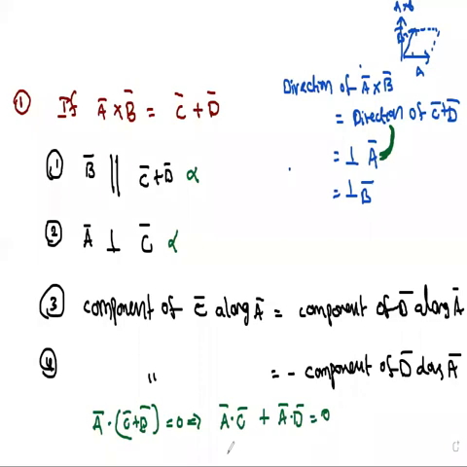Then A bar dot C bar equals minus A bar dot D bar. That means the component of C bar along A bar equals minus the component of D bar along A bar. Which option is correct then? The fourth option, very good. The fourth option is the only correct one.